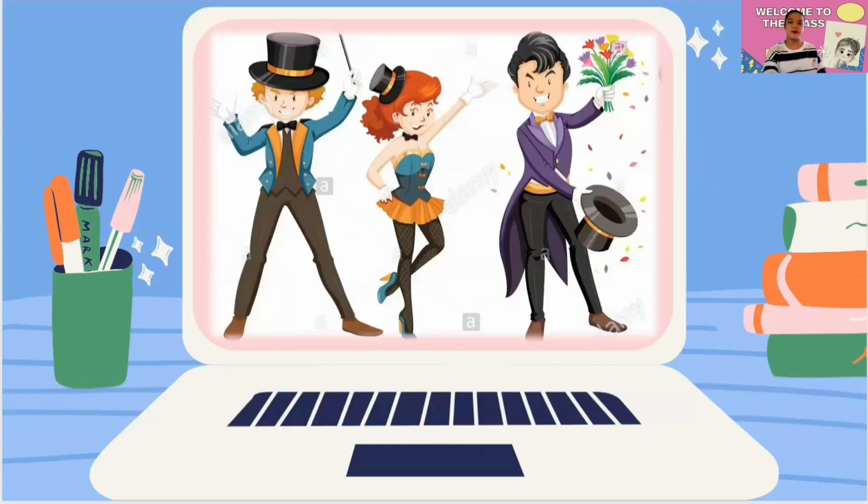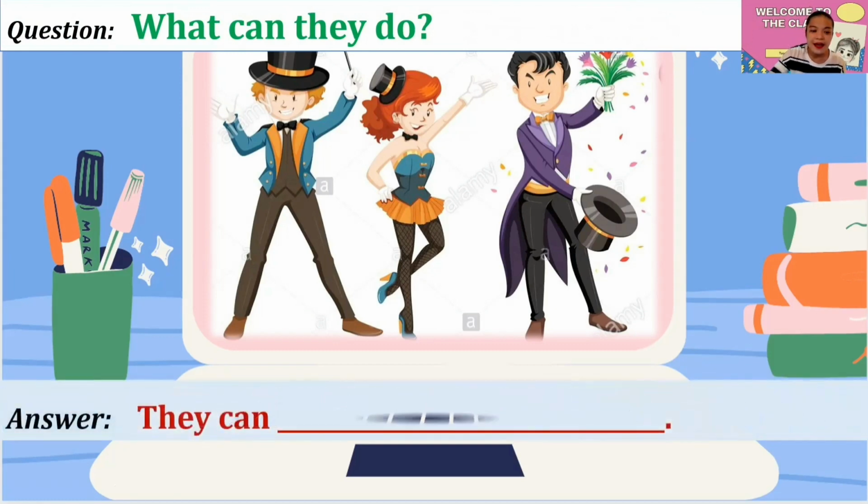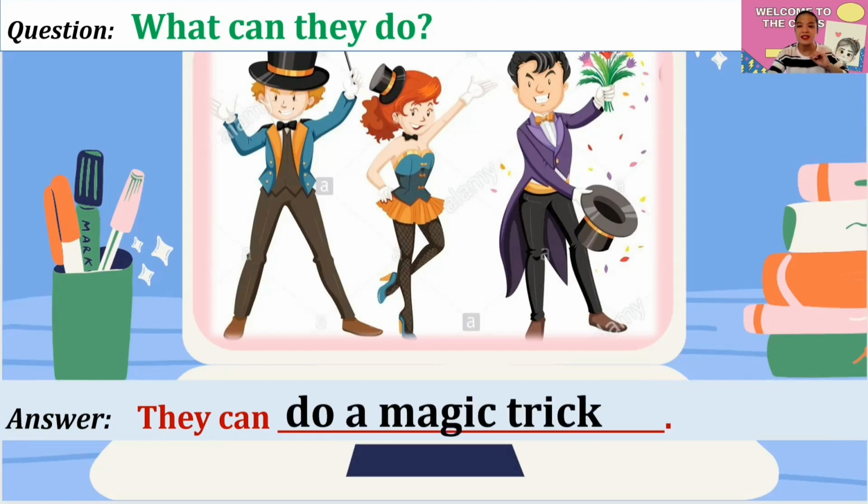Let's proceed with our next picture. In here, how many people do you see? We can see 3 of them: 1, 2, 3. So 2 boys and 1 girl. Now the question will be, what can they do? Do you still remember our learning vocabularies? If you still do, the answer will be they can. Very good. They can do a magic trick.